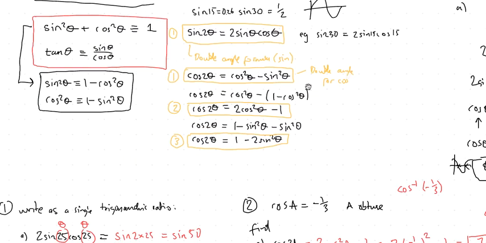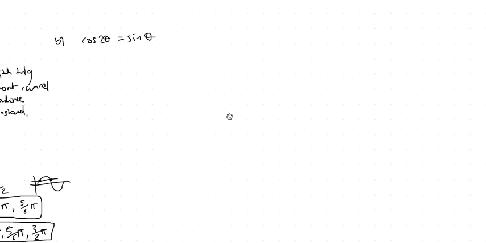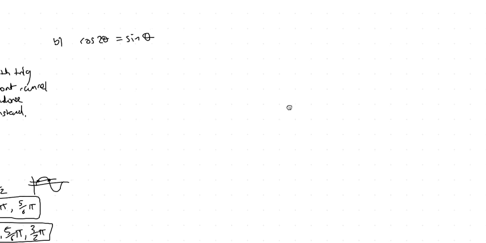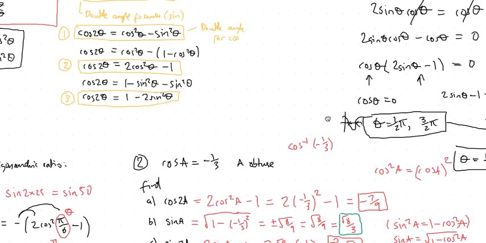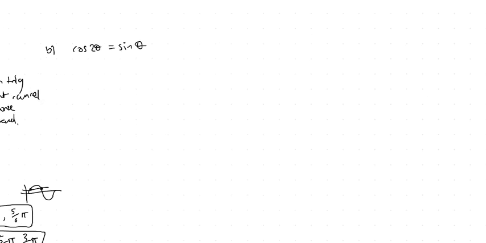Well, I would say let's use the third one, because then everything will be in terms of sine, and it's better to have your trigonometry equations in terms of one thing than in terms of two things. That means you're more likely to be able to solve them. So cos 2 theta is 1 minus 2 sine squared theta. That's the left side. Right side is sine theta.